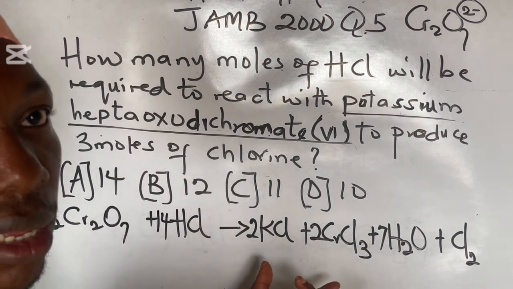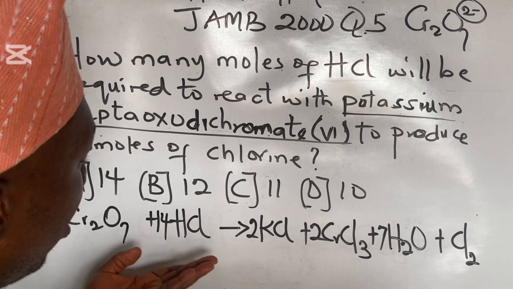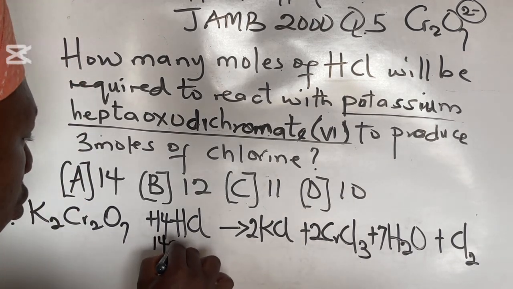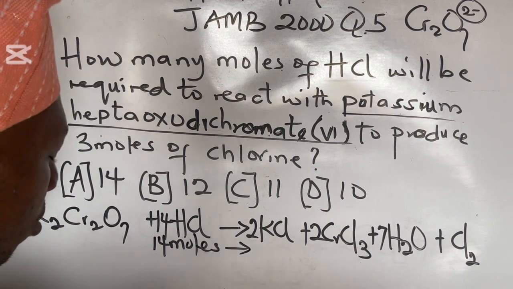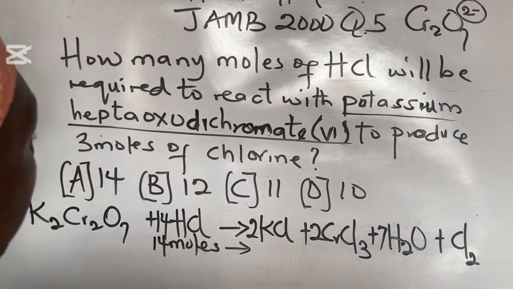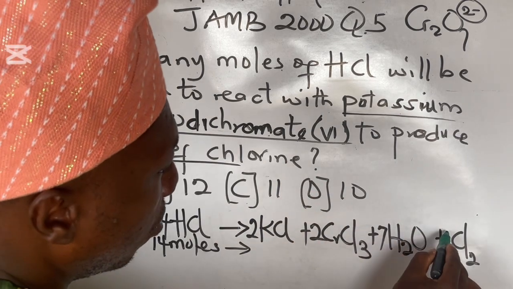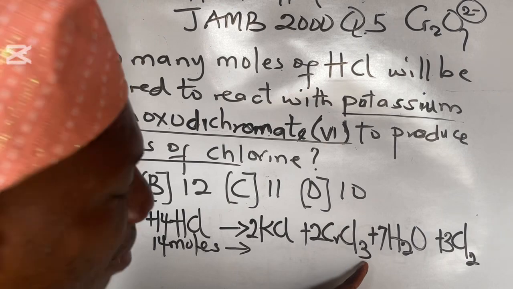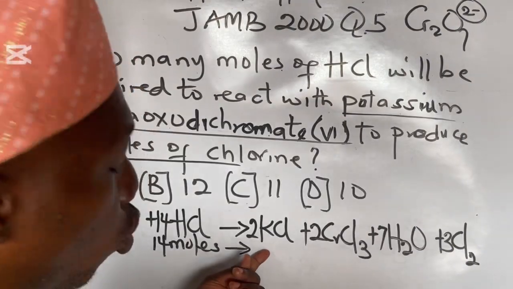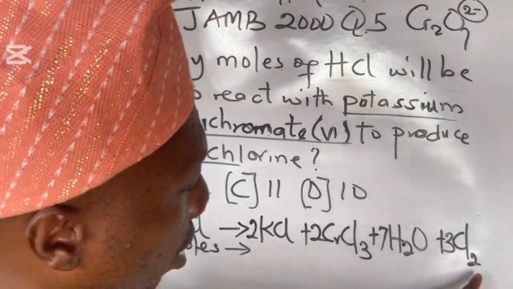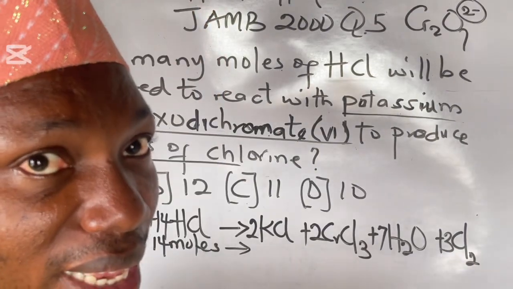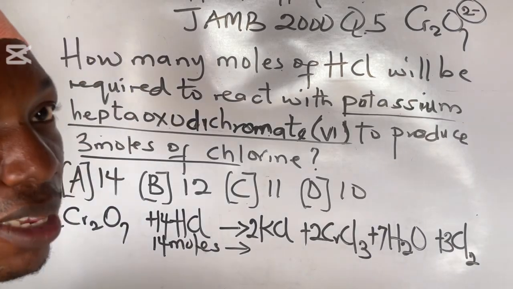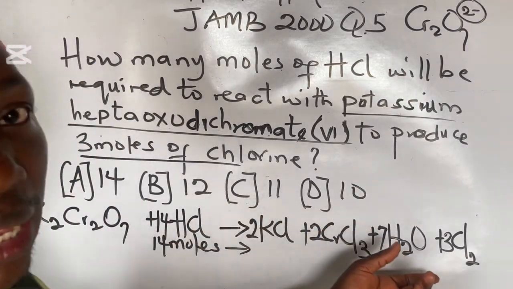But let's see the chlorine. Chlorine has a total number of moles of 14. Let's see the total number of moles of chlorine. That will give 3 moles of chlorine. So we put 3 moles of chlorine here. So let's see them. 2 times 3, that's 6, plus 2, that is 8. 2 times 3, 6. 8 plus 6 will give you 14. So the total number of moles of chlorine is 14 at the reactant, 14 at the product.